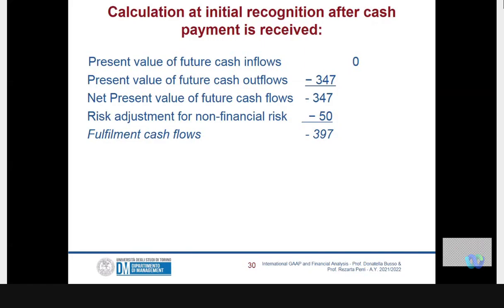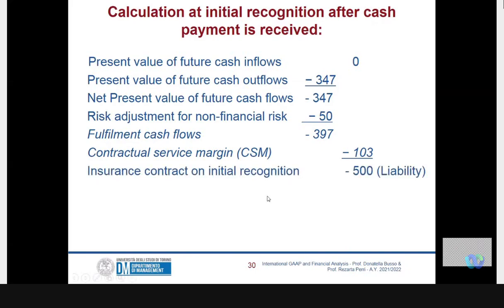Now remember that the contractual service margin was 103, with a minus sign. If you add them together, the insurance contract liability on initial recognition, which you have to show in the financial statements, is 500 euro.